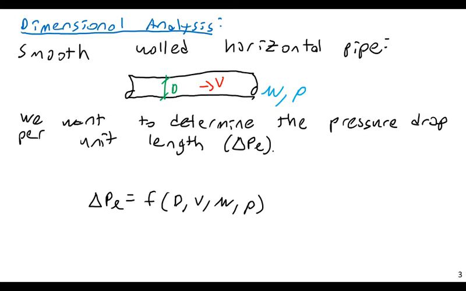Look at this system. I have 5 variables: 4 independent variables and 1 dependent variable. What I'm interested in is the delta P over L. Can you imagine designing an experimental system to investigate 4 independent variables? Can you imagine how difficult that would be?